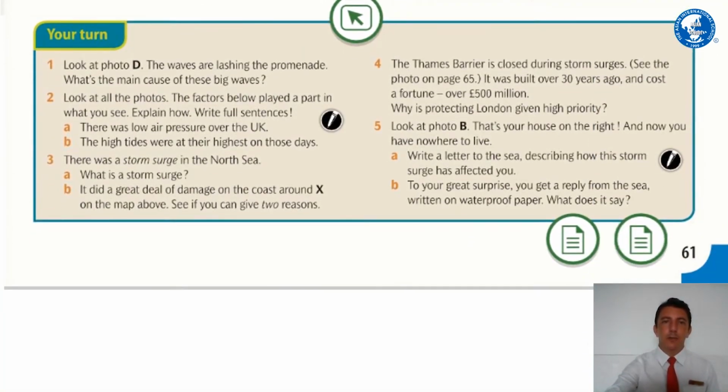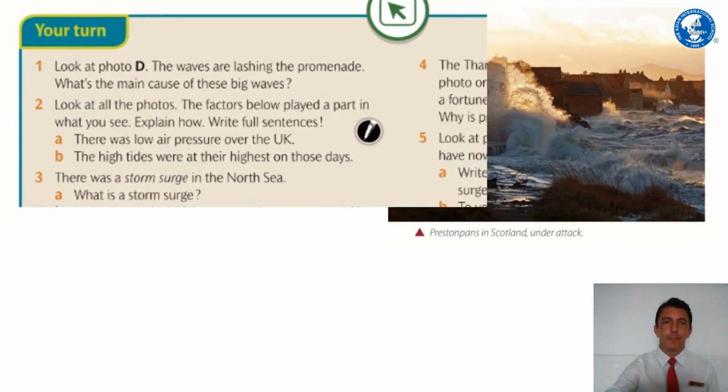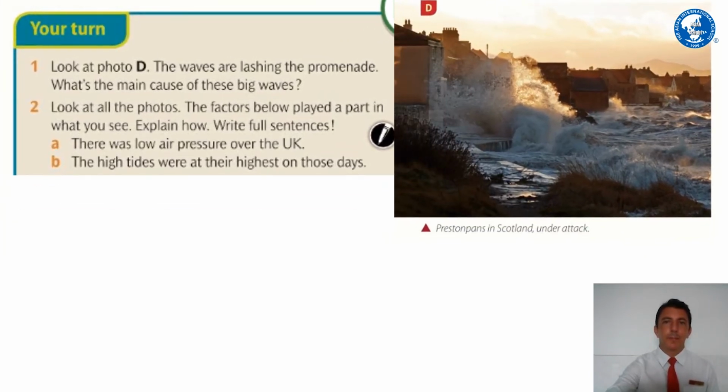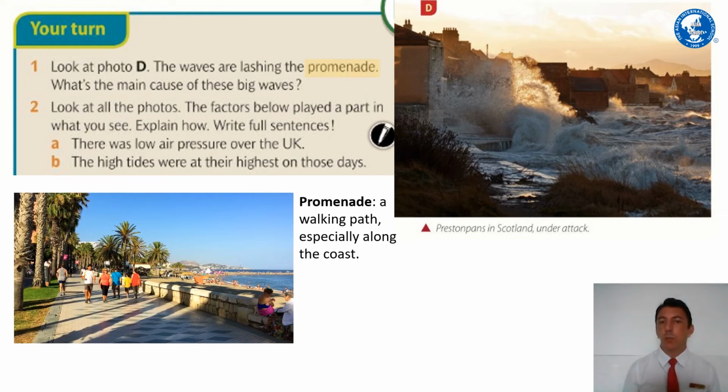So right now, it's your turn. Look at this photo. The waves are lashing the promenade. What's the main cause of these big waves? Well, first, what does this word promenade mean? That's probably a new word for you. A promenade is just a walking path along the coast. So we can see these big waves beating into the promenade in that photo.